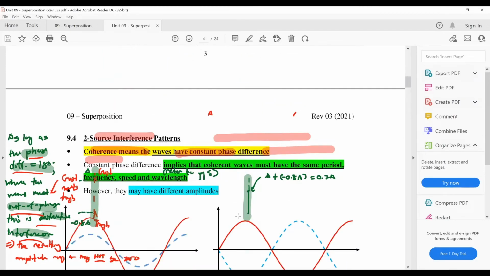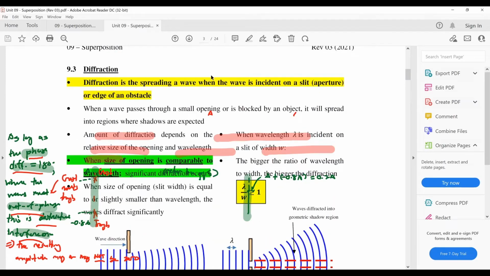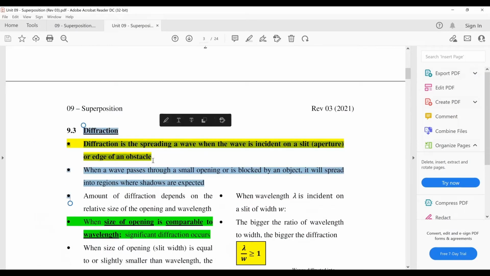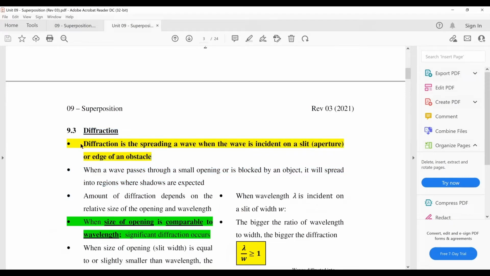Then after that, I talk to you about diffraction. Just bear with me for a while. Now let me go on to something else called diffraction. Diffraction is where your wave spreads out when the wave is incident on the slit or the edge of an obstacle. When we talk about a slit or aperture, it's actually just a gap where a wave is incident on. When a wave passes through a small opening or is blocked by an object, it will spread into regions where shadows are expected.